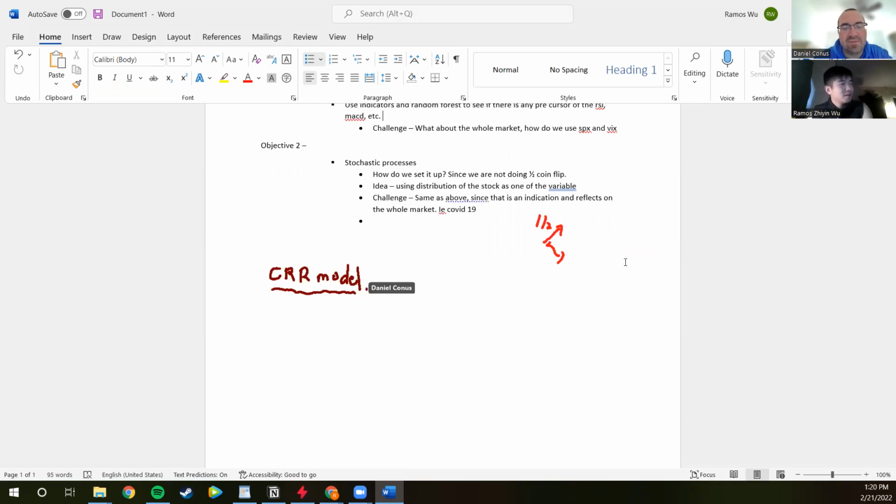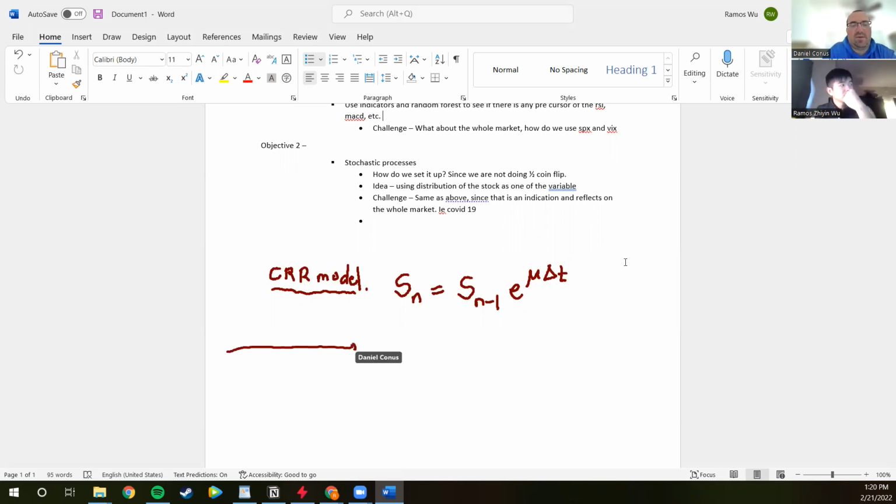Okay. CRR model. The way you do it is you say, my stock at the nth step, what is it going to be? It's going to be the stock at step n minus 1, and we're going to multiply it by an exponential. This exponential is going to be, in general, mu delta t, and delta t is the time between period n minus 1 and n. If this is days, day number n and day number n plus 1, delta t would be 1 over 252, or however many trading days you have in the year.